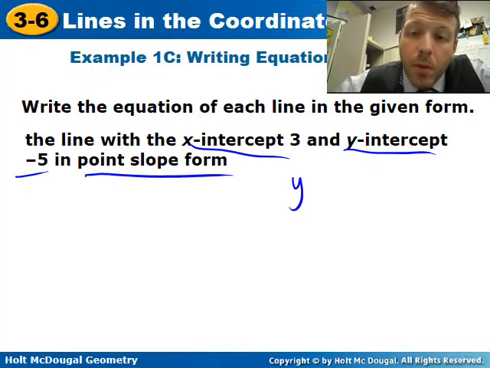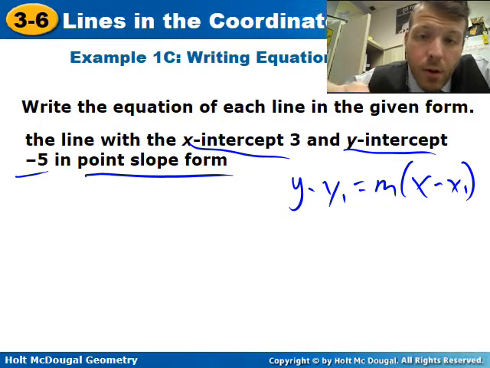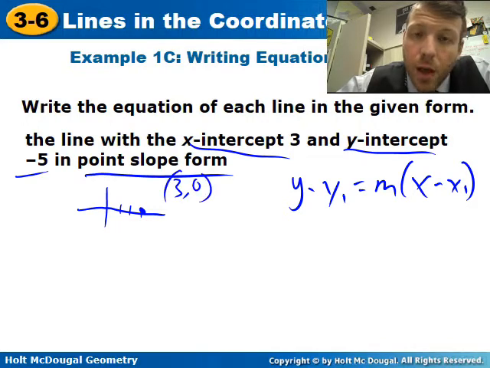If you remember, point slope is y minus y1 equals m times x minus x1. What we have to have is a point and the slope. Now, we have a couple points here. X-intercept means that's where it crosses the x-axis. It says it's crossing it at 3. So that means that my point is (3, 0), because it's over 3 and up 0.